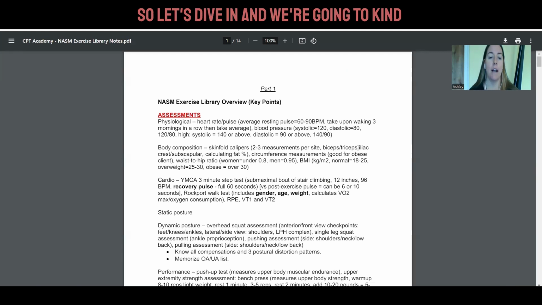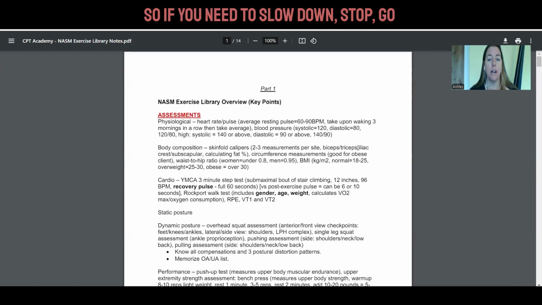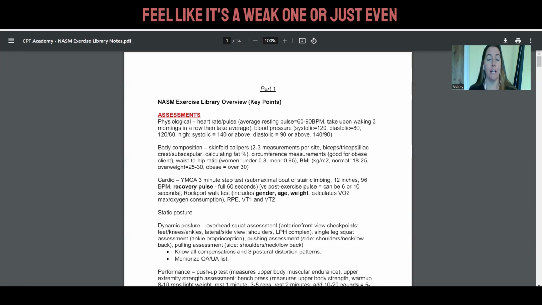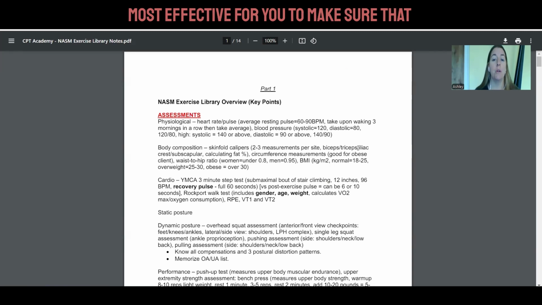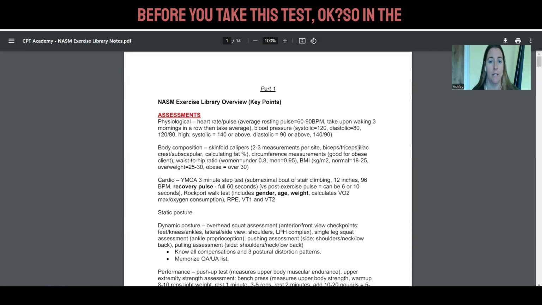All right, so let's dive in, and we're going to come through it at a pretty good pace. So if you need to slow down, stop, go back to your notes from this area if you feel like it's a weak one, or even make a little note for yourself. Listen back to this recording, review these notes. However you feel is going to be the most effective for you to make sure that this is the stuff that you have on lock before you take this test.